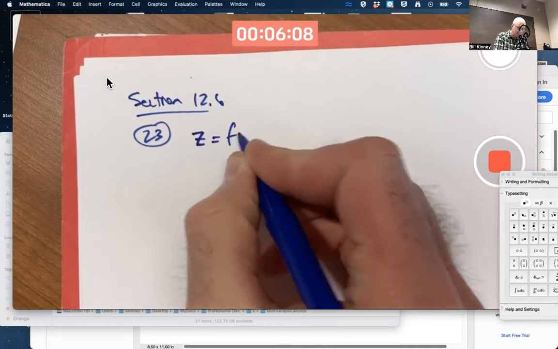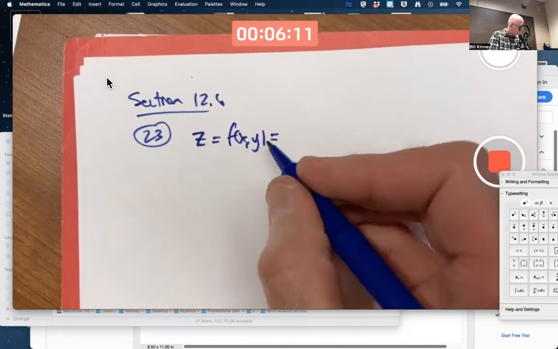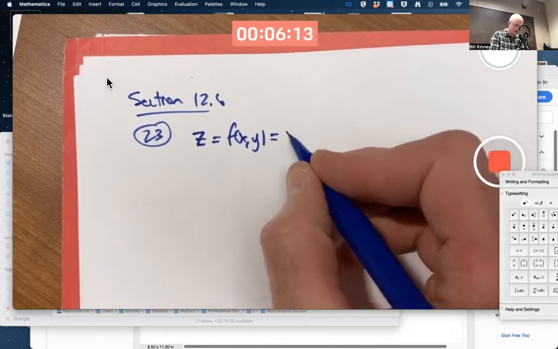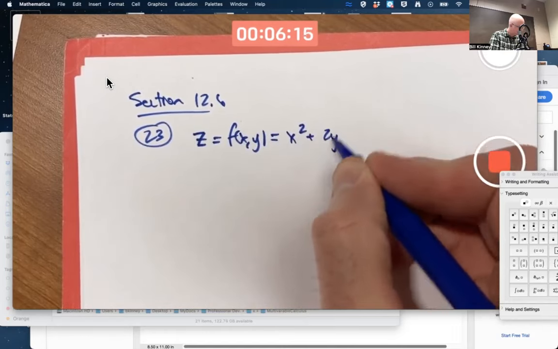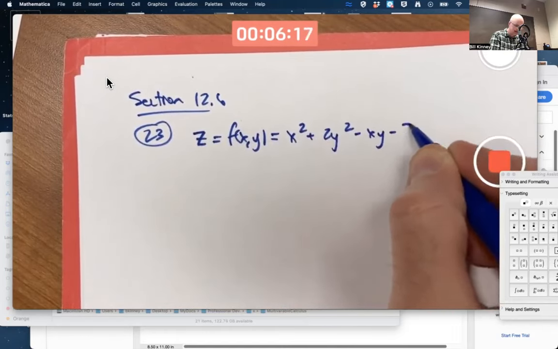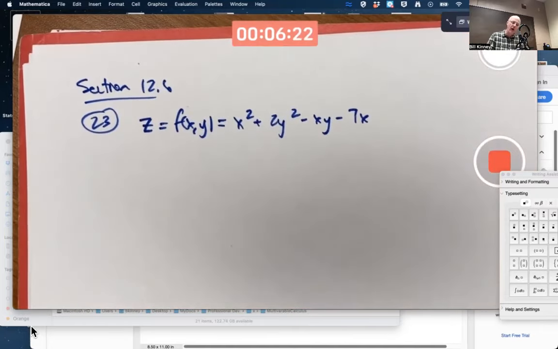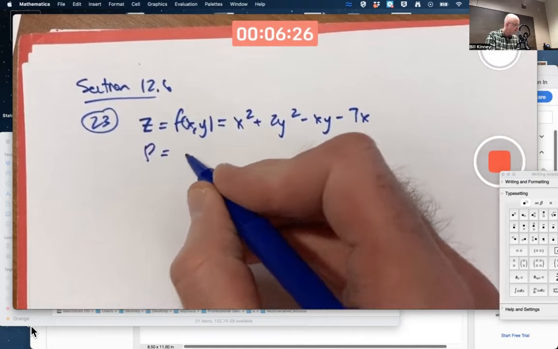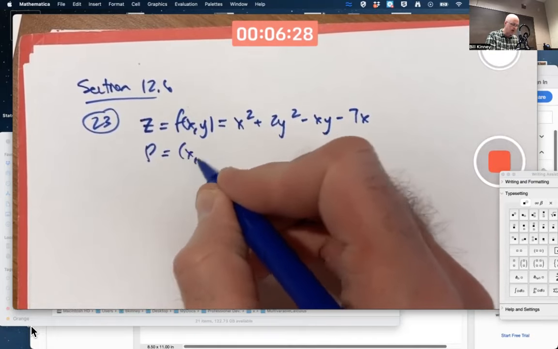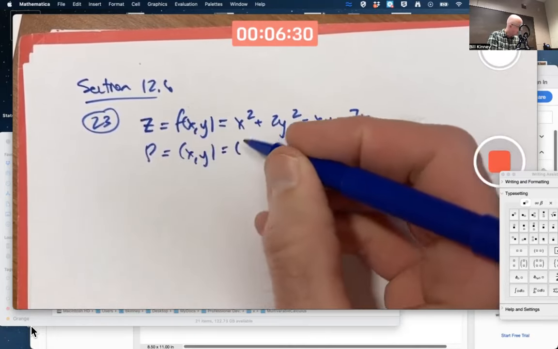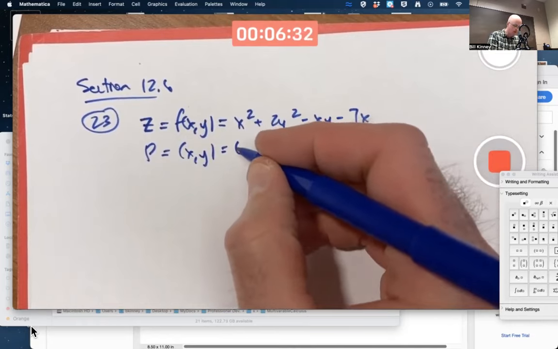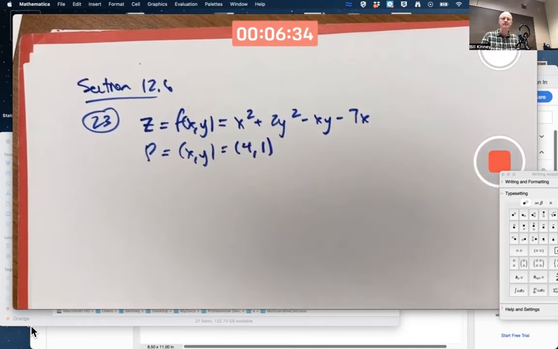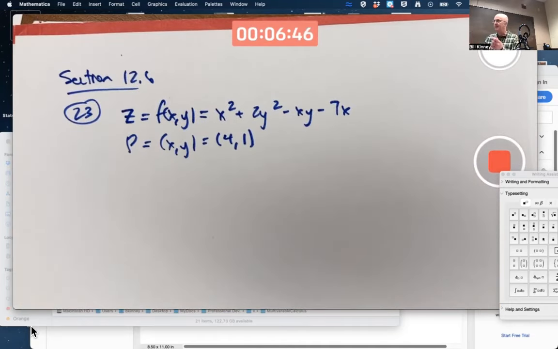z equals f of x, y, equals x squared plus 2y squared minus xy minus 7x. There's a point that we're thinking about as well, a point P, whose x coordinate is 4 and the y coordinate is 1. Let's think about what we know so far.